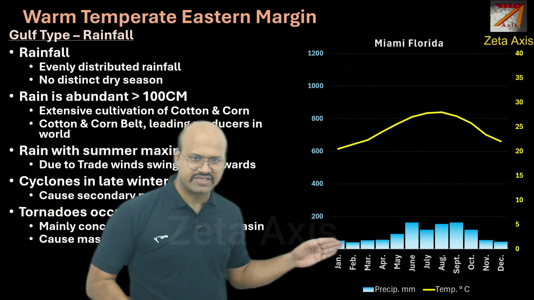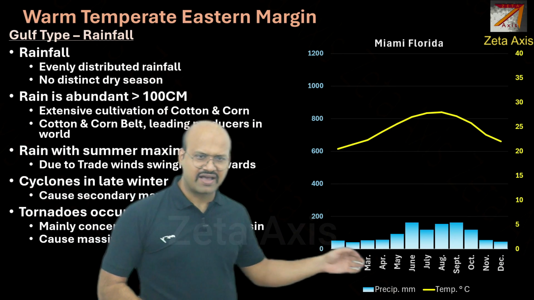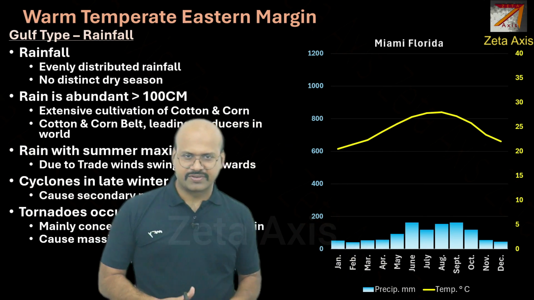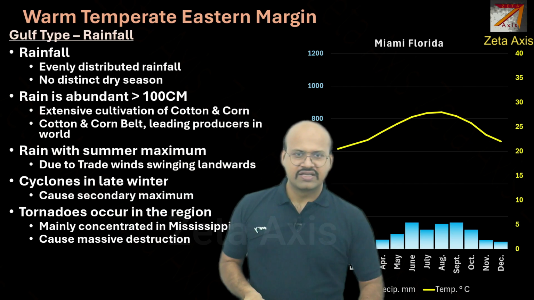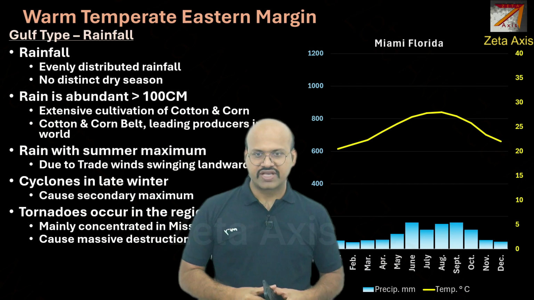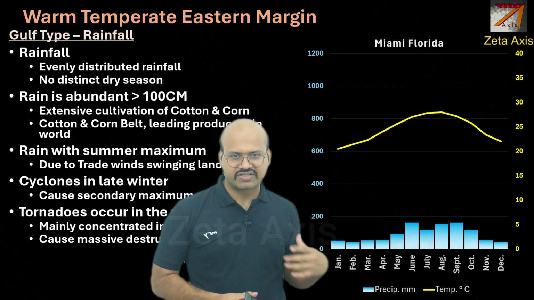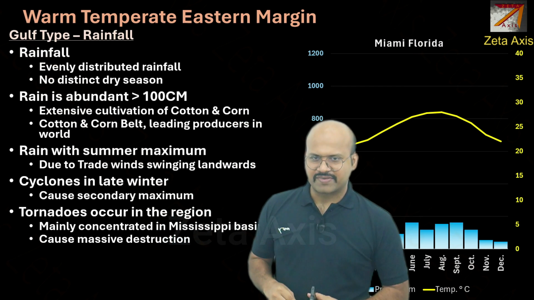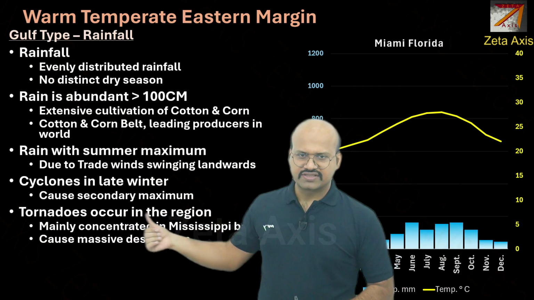So if we see here in January, the rain is slightly higher than in December and February. Because of the cyclones which come over here, we can see that rainfall slightly increases. It gives a secondary maximum. Tornadoes occur in this region.